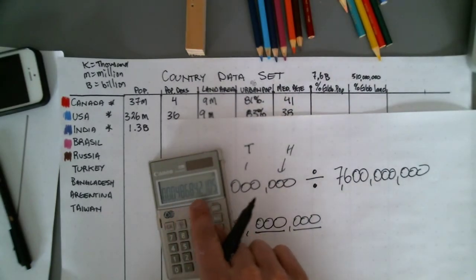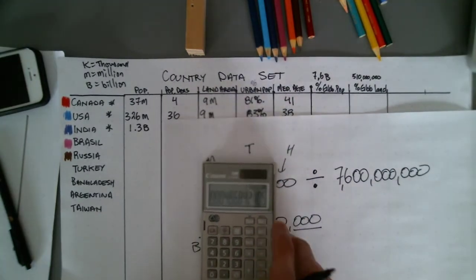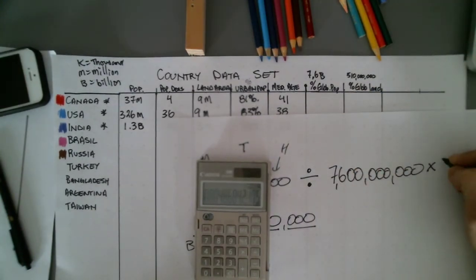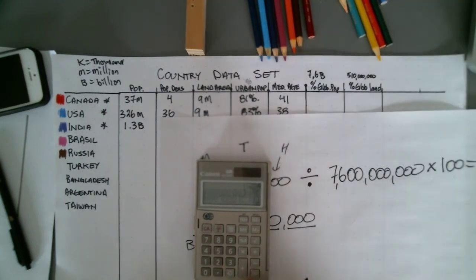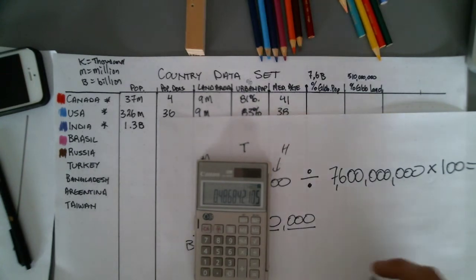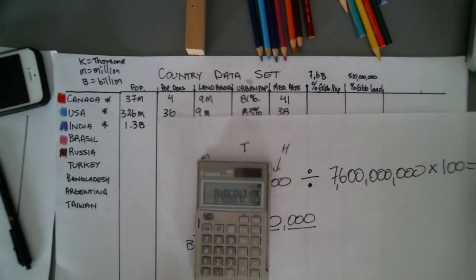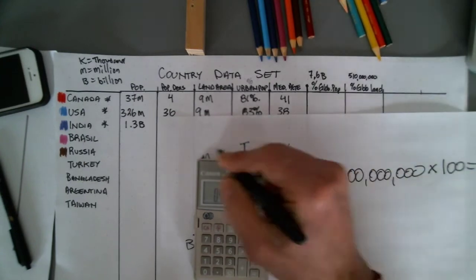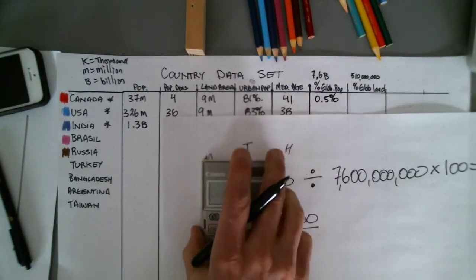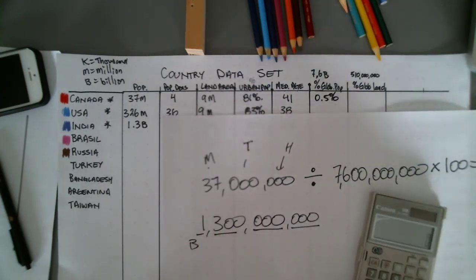Now, this gives me a big, big decimal. To make it into a percentage, we must multiply by 100. So we go times 100. I get 0.48. This is my percentage. I get 0.5%. Canada, 0.5%.